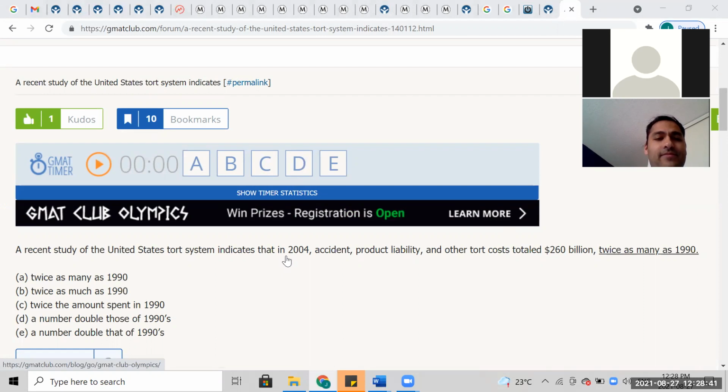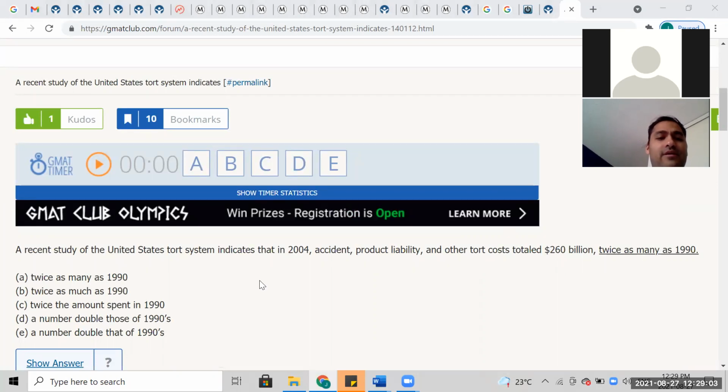A recent study of the United States state tort system. What is the tort system? Suppose you go to a doctor or a hospital and they give you the wrong medicine, you can sue the hospital. So you have to go through a tort lawyer. I think that's what it is.